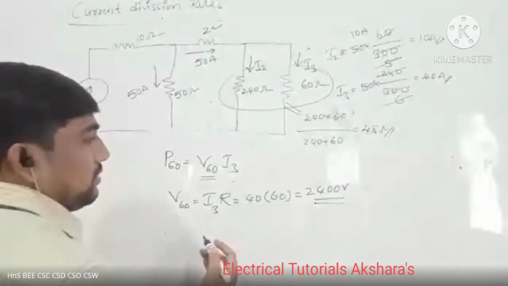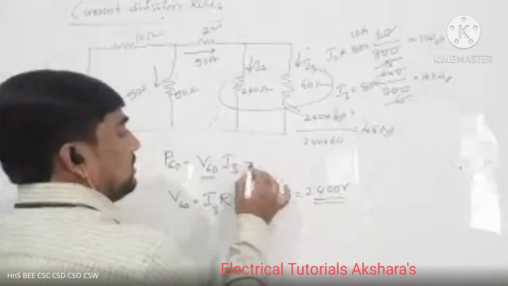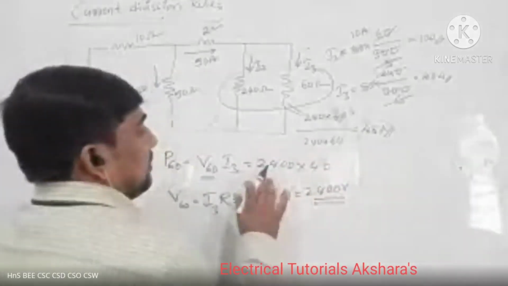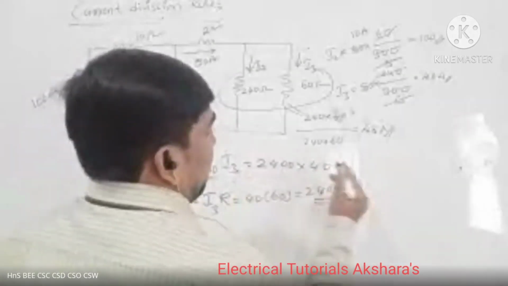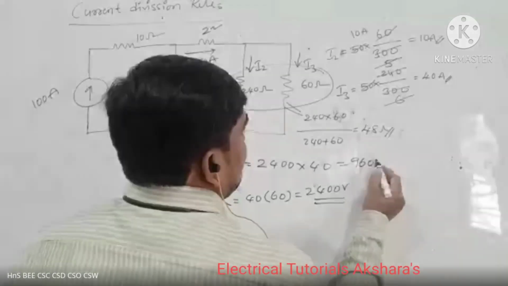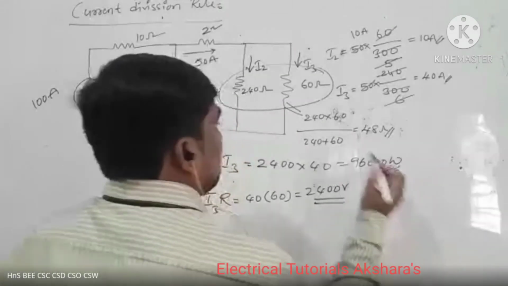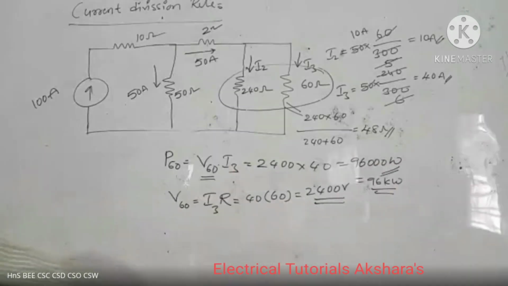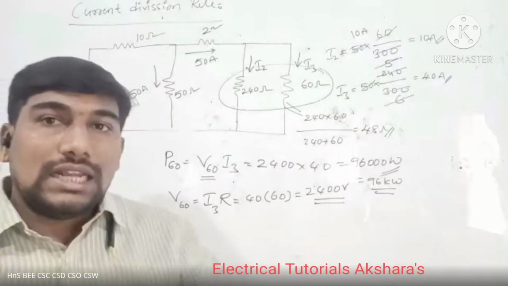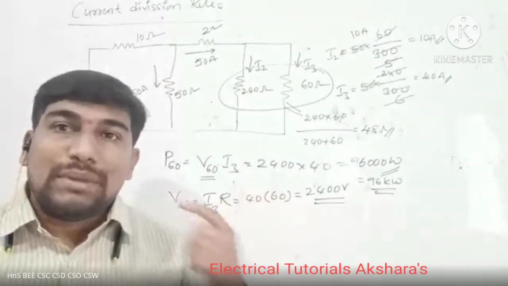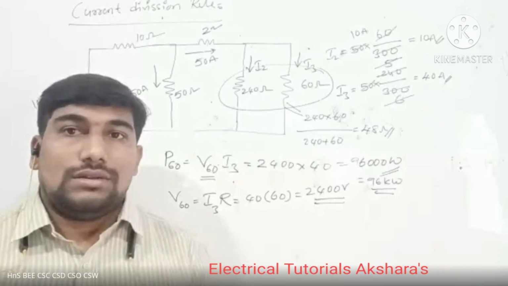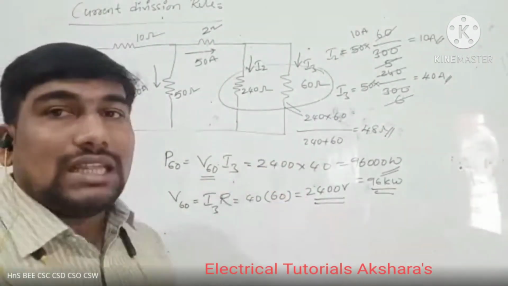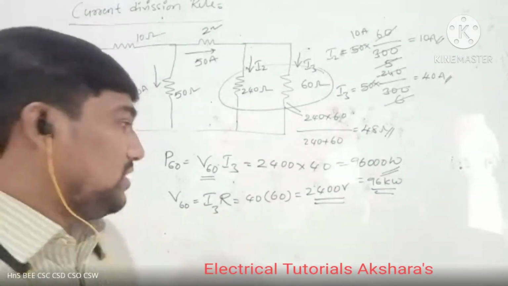Now find the power value also. Just substitute this voltage value, then we get 2400 into 40. How much do we get? 96,000 watts. Simply, I am writing 96 kilowatts. Is this clear to all of you? I am finding the power across the 60 ohm resistance.